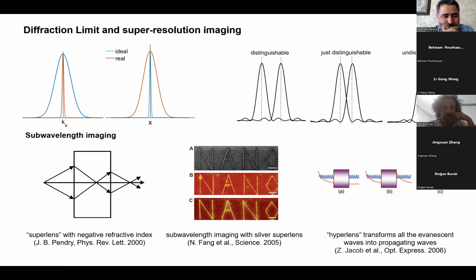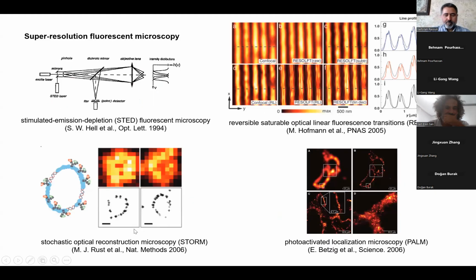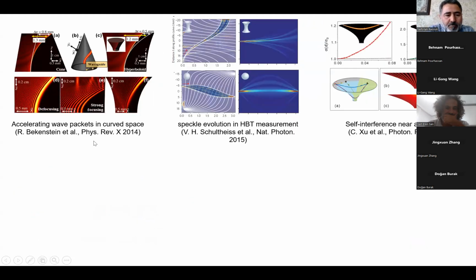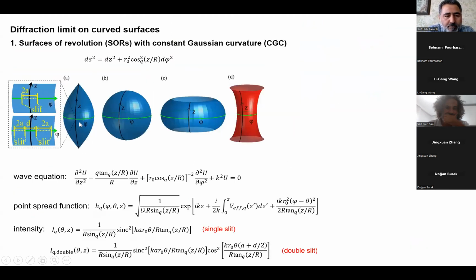No, we don't simulate, we don't consider the structure with negative refractive index. We only consider the surface directly. We only consider the light propagating on the curved surface, not the material with a refractive index. Okay, thanks. Thank you. Okay, and other questions?